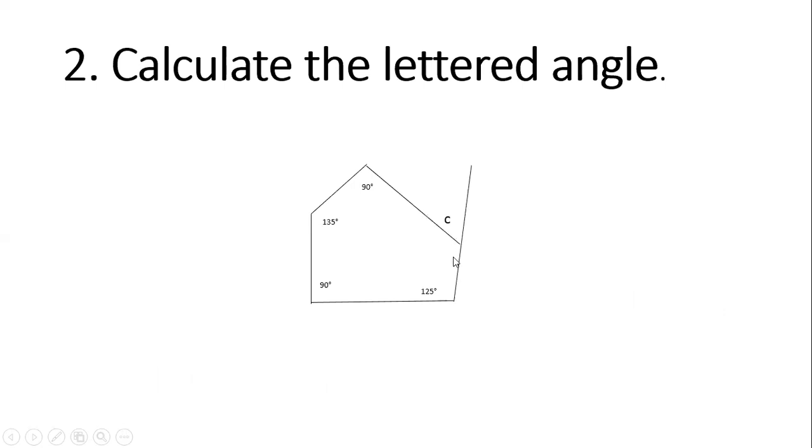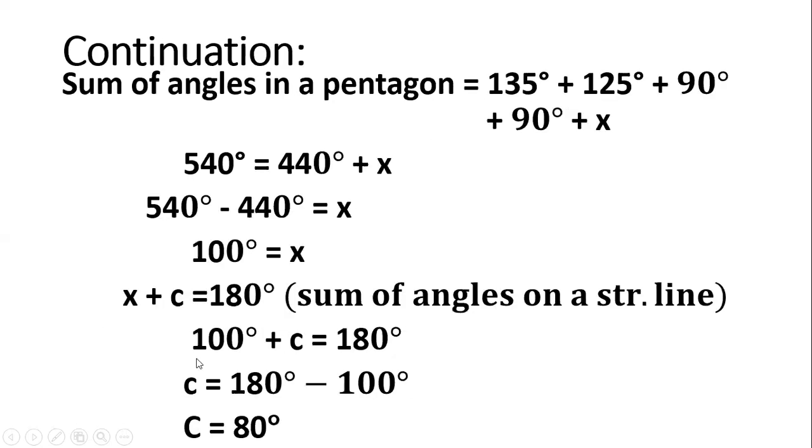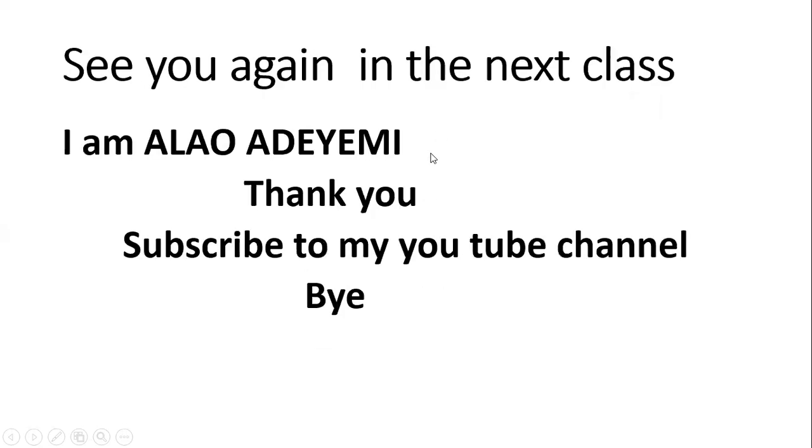So looking at that shape again, x, which is the unknown angle, plus C will be the sum of angles on a straight line. So that will be able to get us our C. So x plus C equals 180, sum of angles on a straight line. So since we know x as 100, 100 plus C will give us 180 degrees. So C will now be 180 degrees minus 100, which is 80. C is 80.